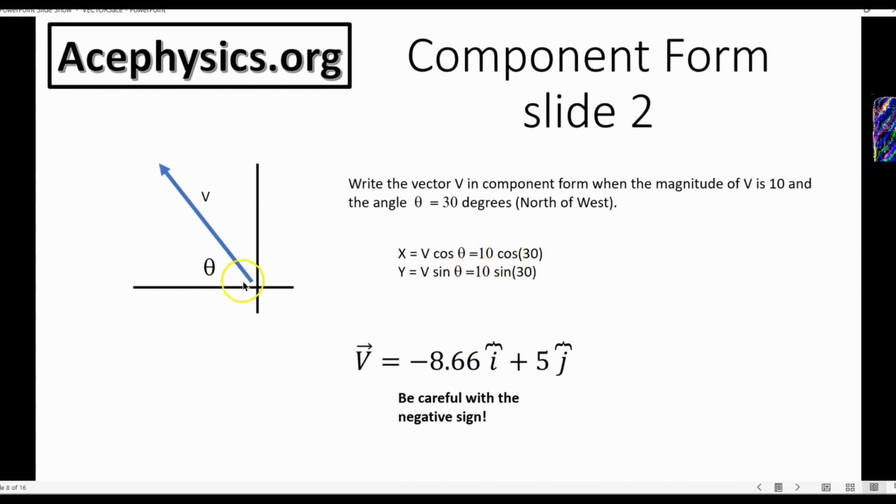Now notice that the x direction points in the negative direction and the y direction is positive. So you need to be careful to add in the negative sign yourself. 10 cosine of 30 is 8.66. And you need to add in the negative sign simply by looking at the vector and seeing that the x component of the vector is negative.